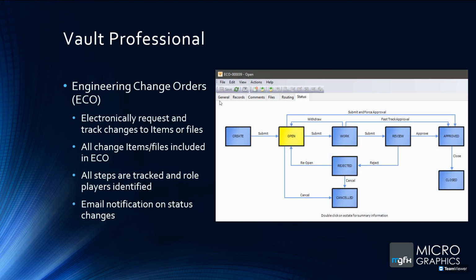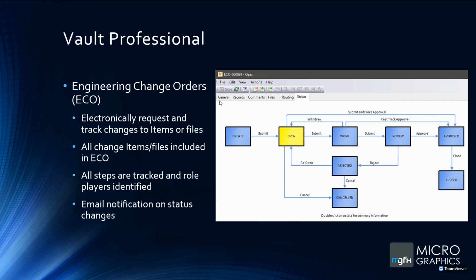So here's the ECO explanation. It's how you electronically request and track changes to items or files. And you can include all the required items that need to be changed in the ECO. So it keeps track of which files were in the ECO and which ones basically went through that process. All the steps are tracked. We can see here in the organogram on the right-hand side, with that flow process.